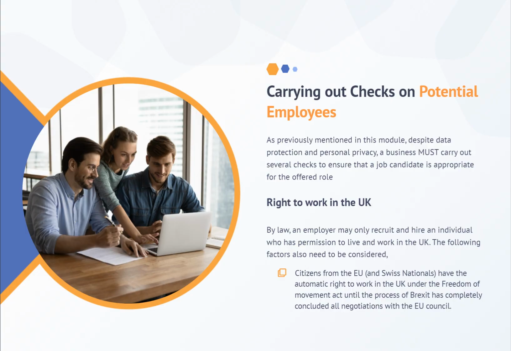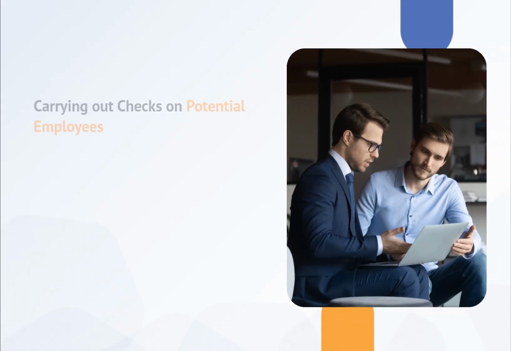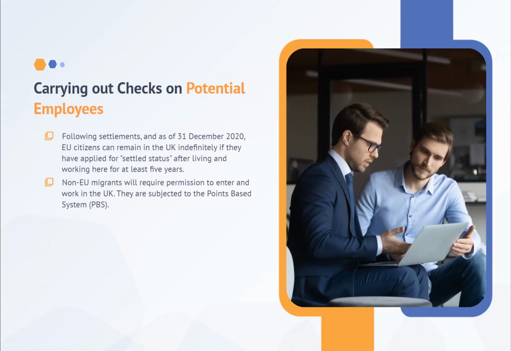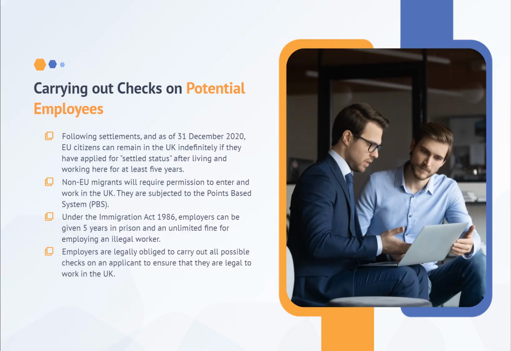Citizens from the EU and Swiss nationals have the automatic right to work in the UK under the Freedom of Movement Act until the process of Brexit has completely concluded all negotiations with the EU Council. Following settlements, and as of the 31st of December 2020, EU citizens can remain in the UK indefinitely if they have applied for settled status, after living and working here for at least 5 years. Non-EU migrants will require permission to enter and work in the UK. They are subjected to the points-based system, PBS.